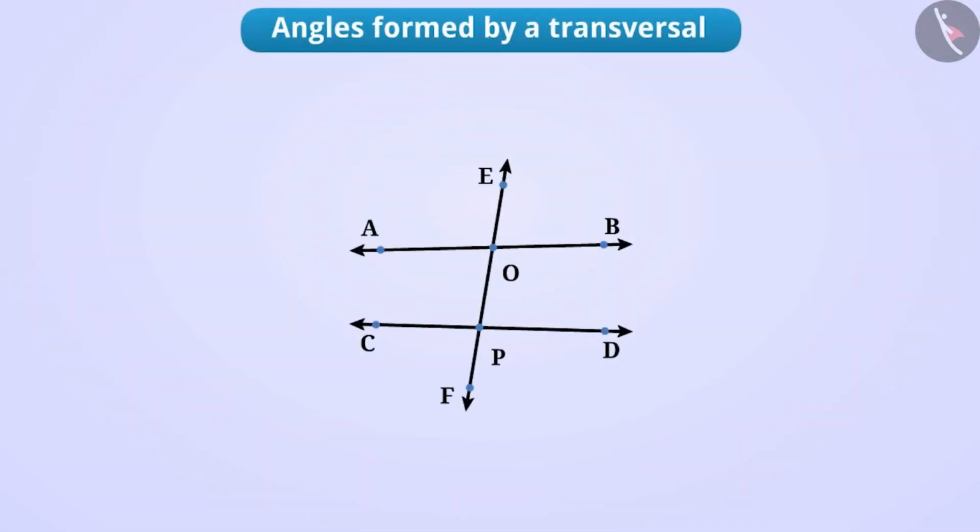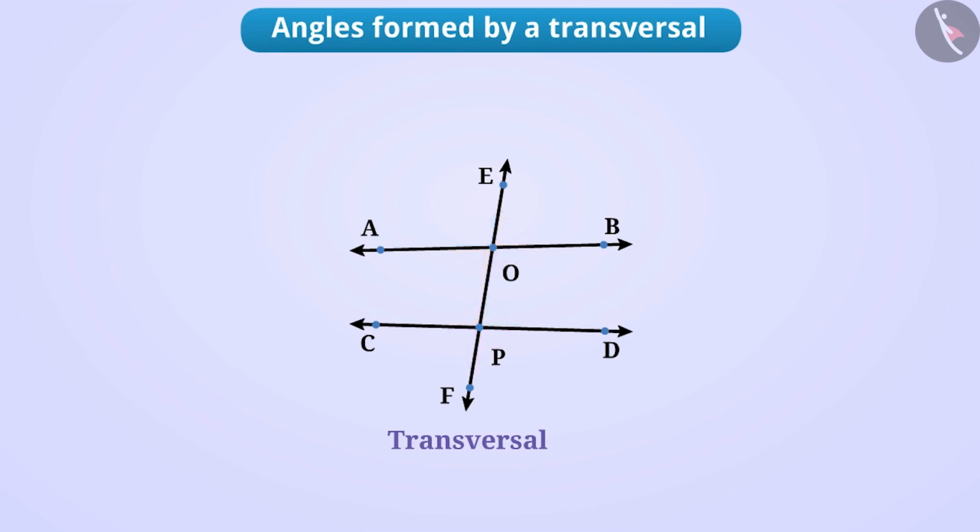Children, in the previous two videos, we have learned about the angles formed by a transversal. Let us revise all of them together. When we draw two lines AB and CD and a transversal of these two lines EF which intersects the line AB at O and line CD at P, then we will obtain the angles shaded here. Their names are angle AOE, angle EOB, angle AOF, angle BOF, angle CPE, angle DPE, angle CPF and angle DPF.